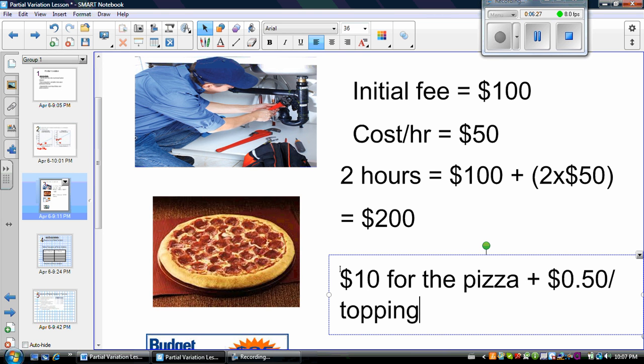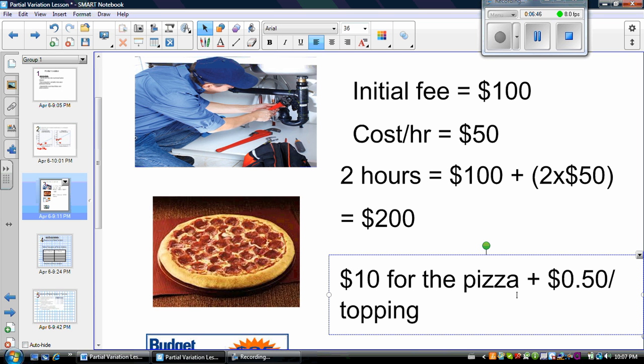All right. So if I order a pizza with 2 toppings, I would pay $10 for the pizza plus 50 cents for each topping. So that's 50 cents for the first topping, 50 cents for the second topping, and then $10. That makes $11 total.